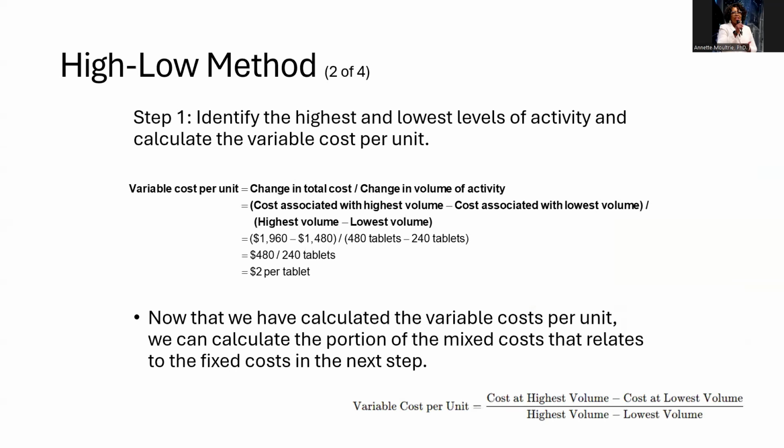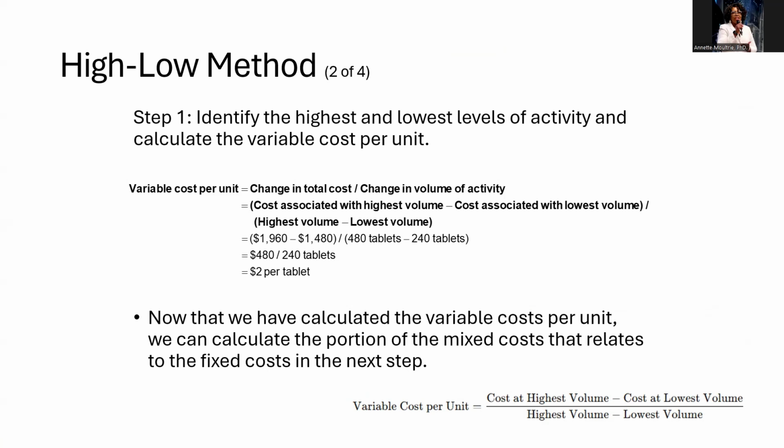So the first step in the high-low method is to determine the highest and lowest activity levels and use them to calculate the variable cost per unit. Highest activity level, you see, is what? During the third quarter, you remember that from the previous screen. That was the highest activity level because they had 480 tablets. And the lowest activity level was during the fourth quarter, where they had 240 tablets.